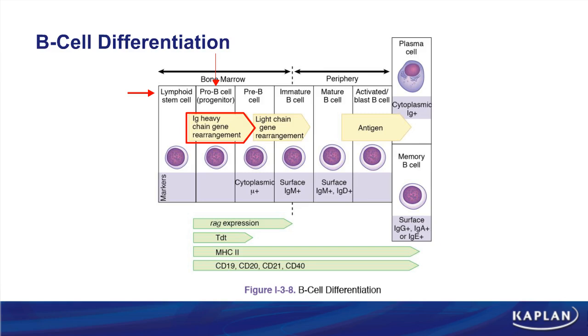Once heavy chain gene rearrangement has been completed, you start light chain gene rearrangement, and that is going to bring us to our pre-B cell stage. So we've gone from being a lymphoid stem cell to a progenitor B cell, and then a pre-B cell. And again, that advancement through those stages is driven by the gene rearrangement.